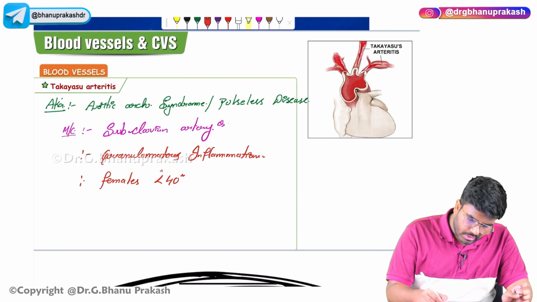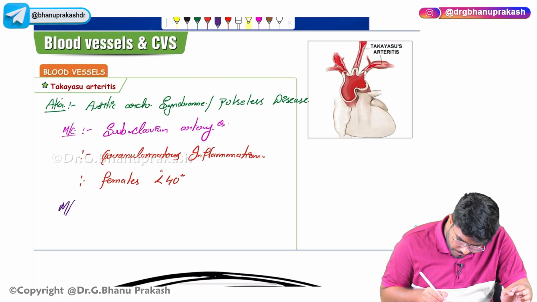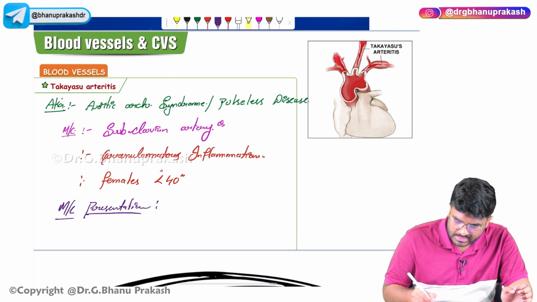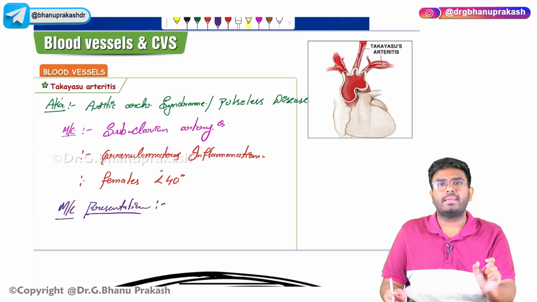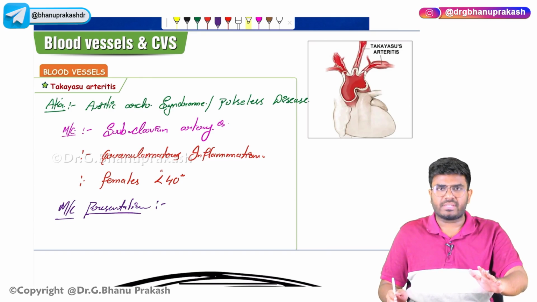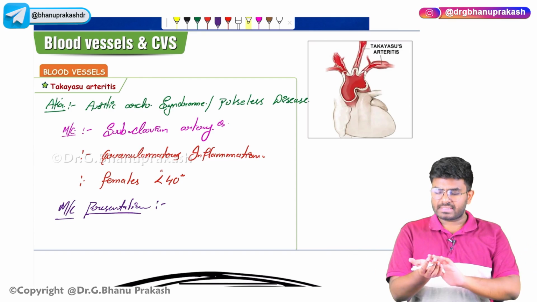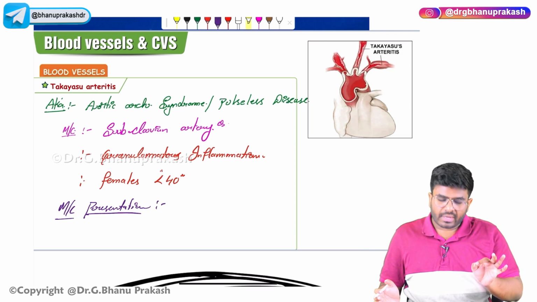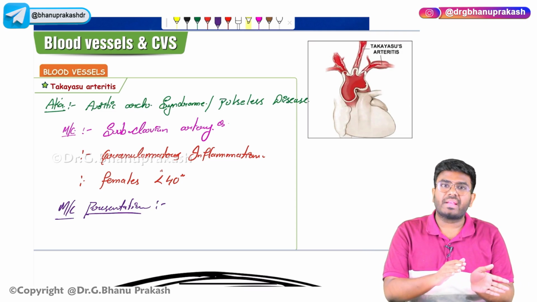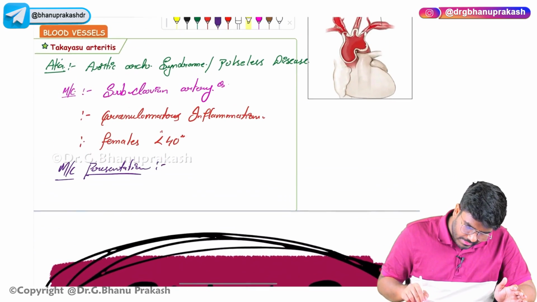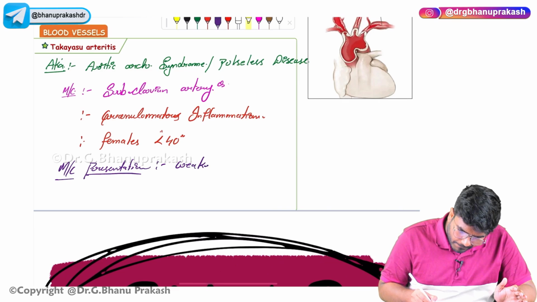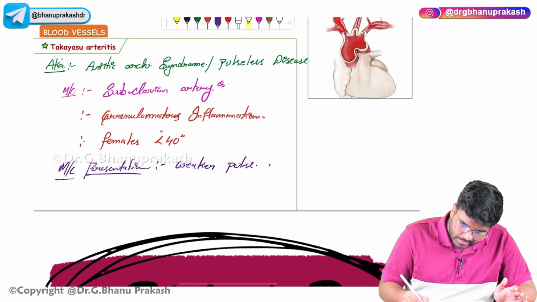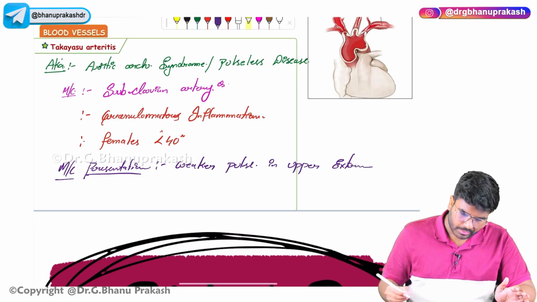What is the most common presentation? For MCQs, this is actually a keyword. The pulses are felt normal in the lower extremities, absolutely normal, but the pulse is weaker in the upper extremities. Whenever you see such a case, the examiner is most commonly talking about Takayasu arteritis. So the most common presentation is a weaker pulse in upper extremities.